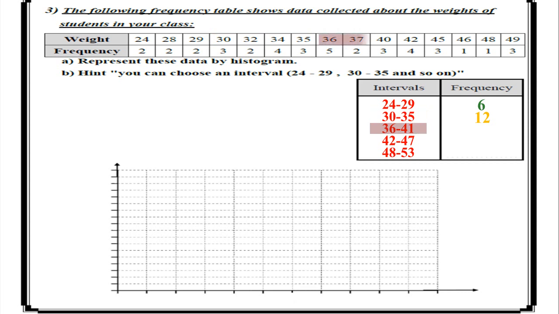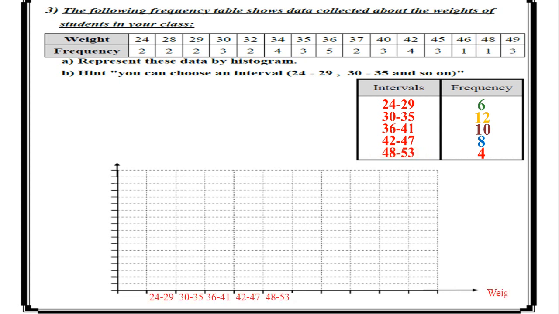From 36 to 41, I have in 36, 5 students, 37, 2 students, 40, 3 students. So the total number of students is 5 plus 2 plus 3 equals 10. The interval from 42 to 47, I have in 42 4 students, 45 3 students, 46 1 student. So the total number of students is 4 plus 3 plus 1, 8 students. From 48 to 53, I have in 48 only 1 student and 49 3 students. So the total number is 1 plus 3 is 4 students.